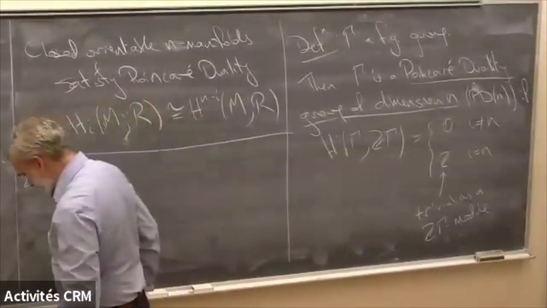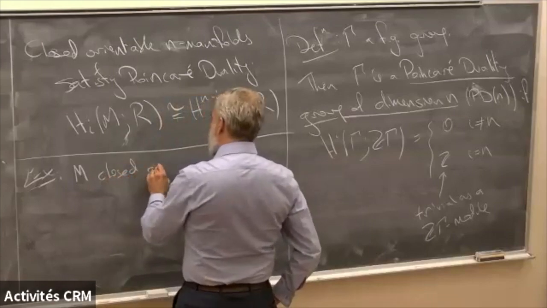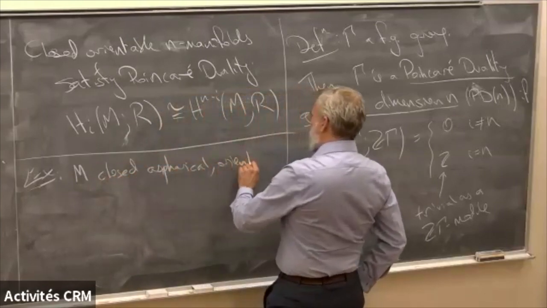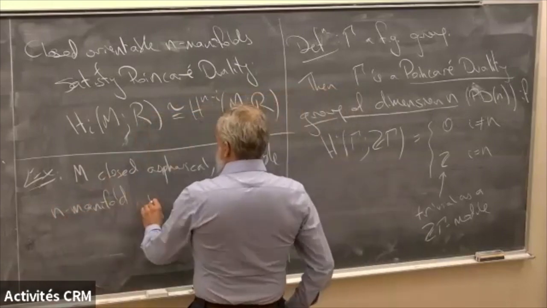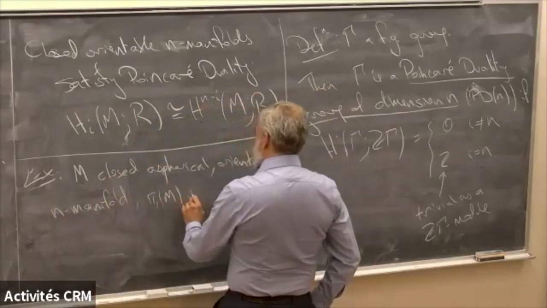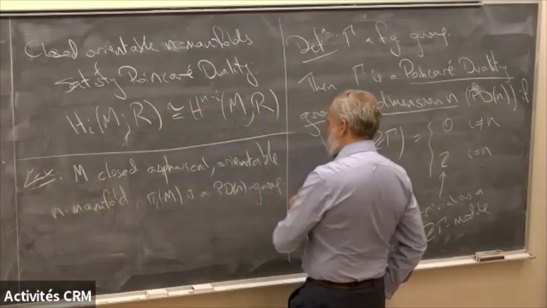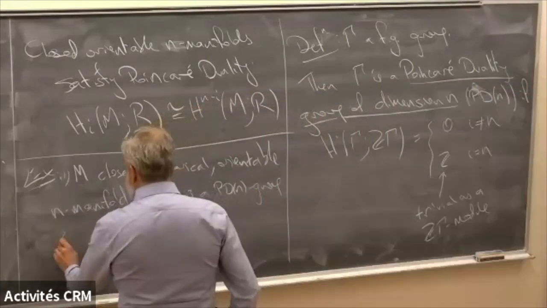Example. If M is a closed, aspherical, orientable n-manifold, then pi_1 of M is a PDn group. Okay, so that's the sort of naive and trivial examples, although maybe from this definition, it's not so obvious that that is true. What other examples?